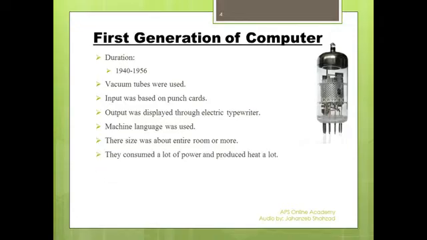They consumed a lot of power because their size was so big, and they produced a lot of heat. They were very slow and they had very small storage capacity, meaning if you wanted to store a large amount of data, that was not possible in those computers. They were very costly. Everyone was not able to buy those computers and use them, and those computers were unreliable. How? The vacuum tubes burnt out very often, and it was very difficult to repair and maintain them.